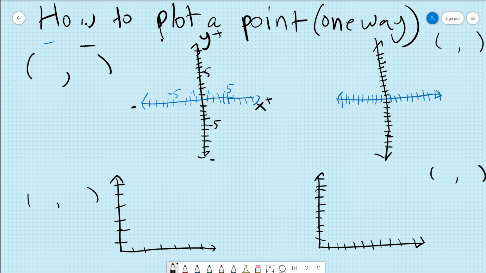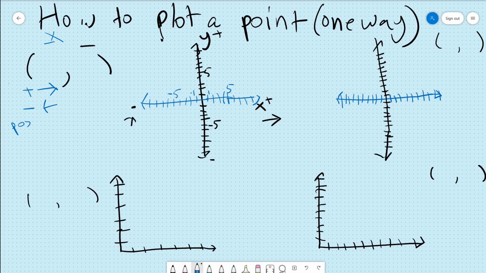So the x-axis is going to go left to right. It's the number line basically. You've got negative on the left and positive going to the right. So that's always going to be your first coordinate, your x coordinate. And when it is positive, we're going to the right. When it is negative, we're going to the left.